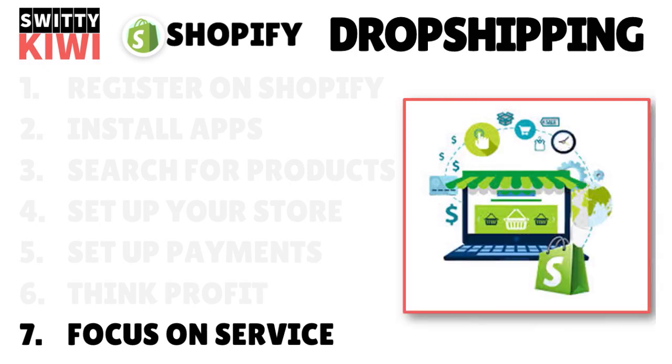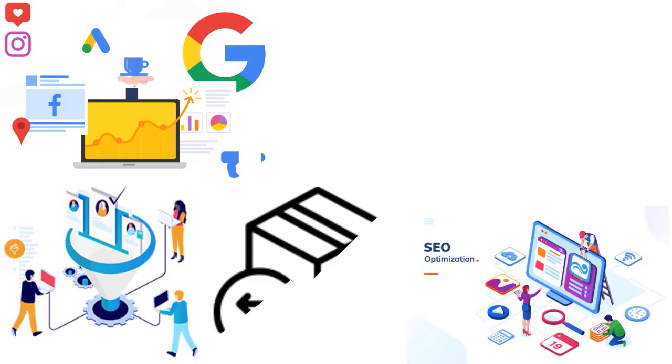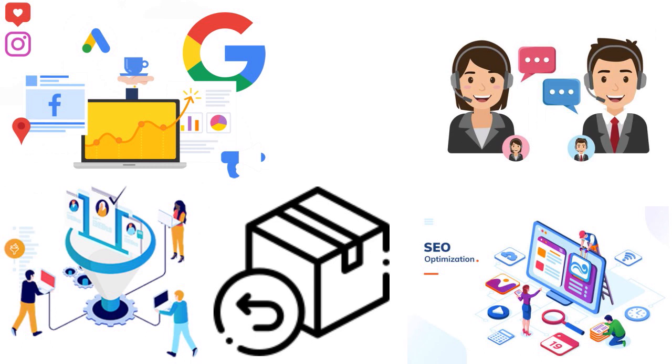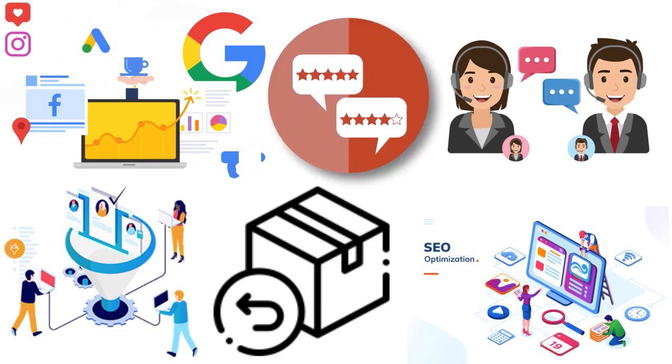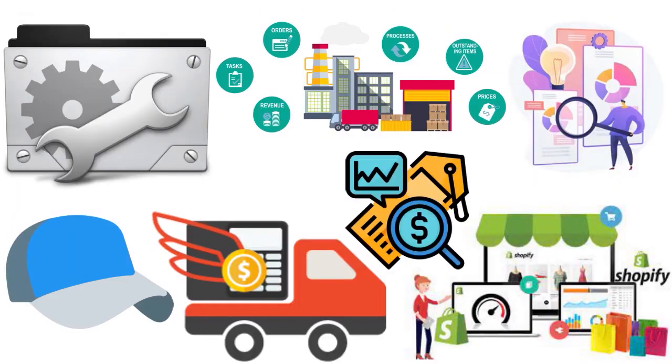Step number 7, you want to focus on service. When I speak about service, there are 4 things I want you to pay attention to: shipping, returns, customer service, and reviews. Those 4 elements constitute your service. So your Shopify dropshipping business will have stellar performance and stellar profits if you're able to focus on those 4 elements.